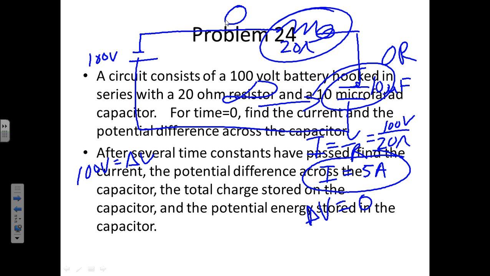The second part wants to know the total charge stored on the capacitor. What's the definition of capacitance? C equals Q over V, right? Wait a minute, did I do that right? Is that right?